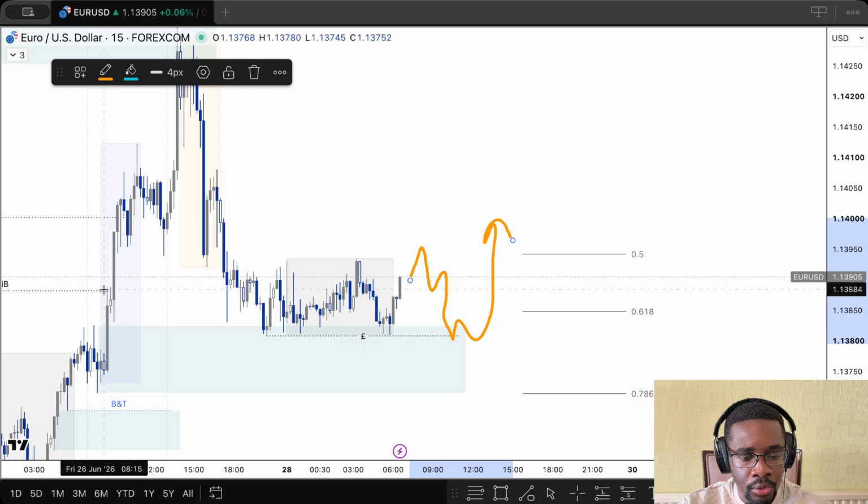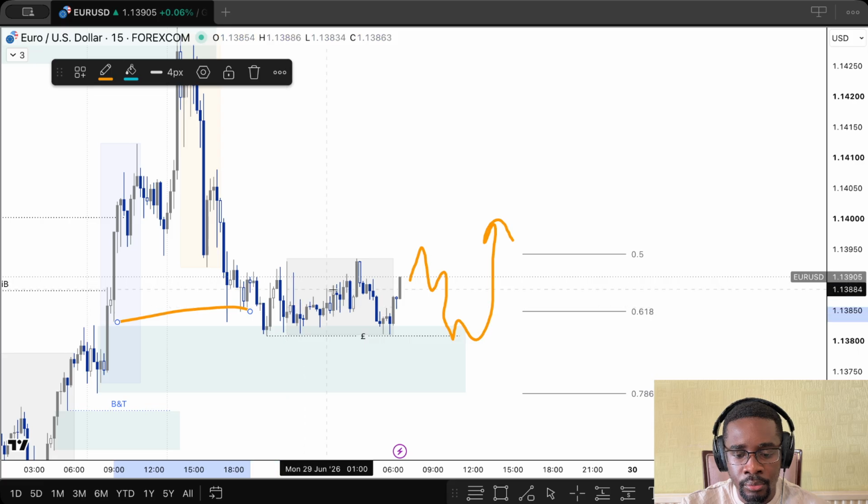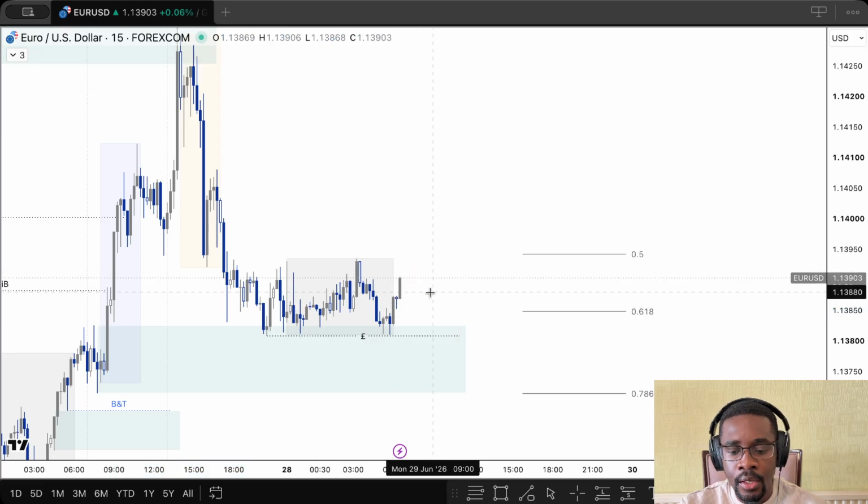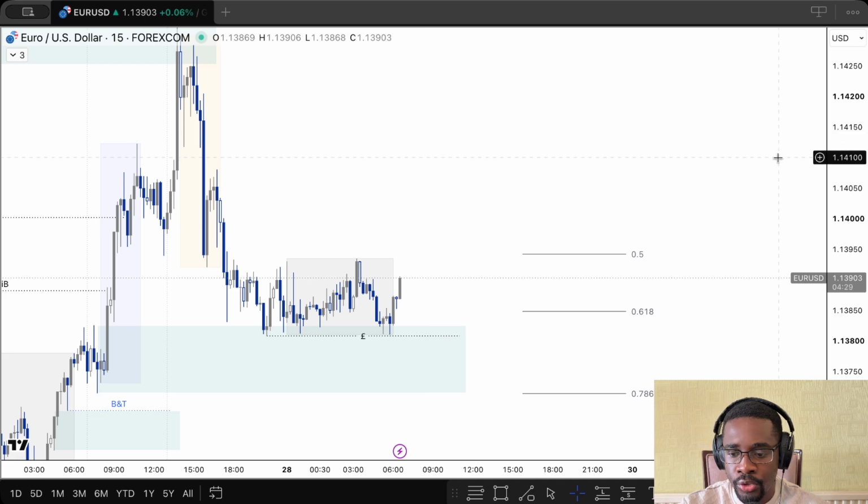Okay, so we had our break of structure right there. This has been another sweep, and then price has been stalling, and now we can start to see a bit of reaction to the upside. So that will be my expectation for Euro USD.